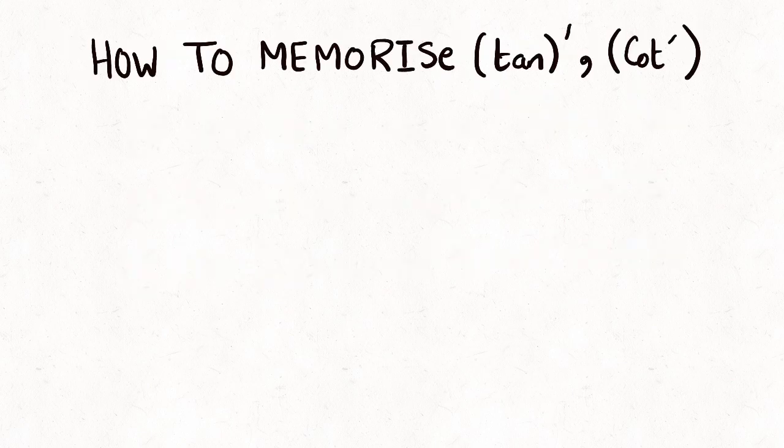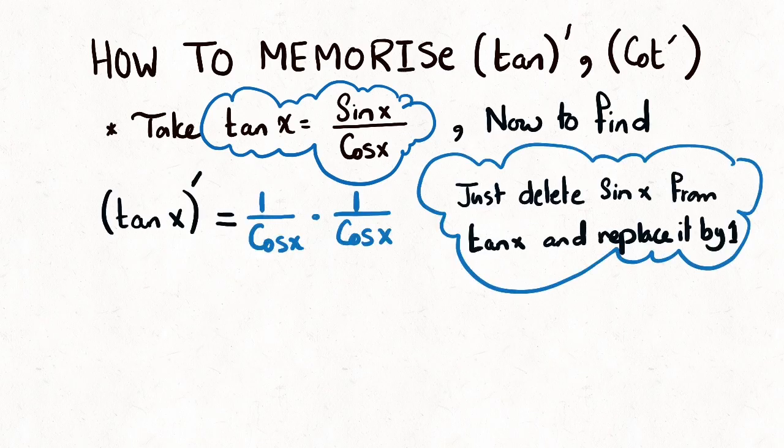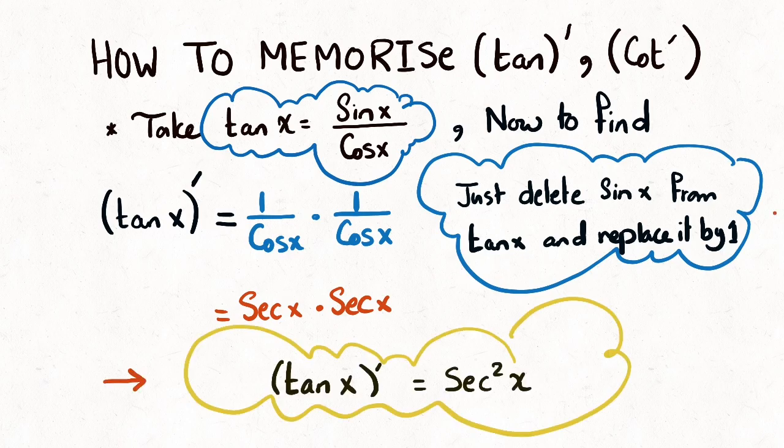Now, how to memorize the derivative of tan and cotan? First of all, tan is basically sine x divided by cosine x. Now, if you go to tan prime, think about it as replacing sine by 1, and it is 1 over cosine times 1 over cosine. This is basically secant x times secant x, and you can conclude that tan prime x is basically secant square x.